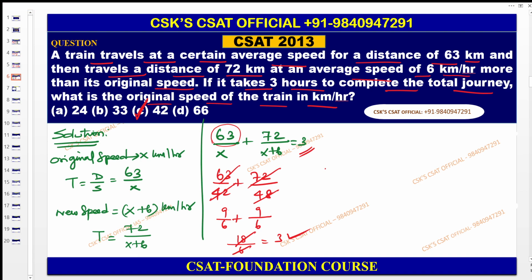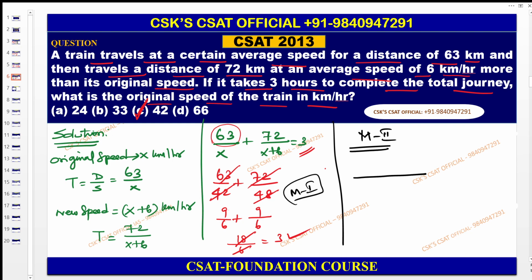Suppose if you are not doing this model, so let us take this as model 1. Okay. Method 1. Okay, let us do method 2. Suppose if we don't know the LCM, you can simplify the quadratic equation. That method also you can use.